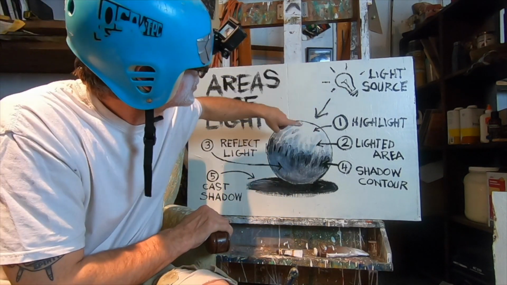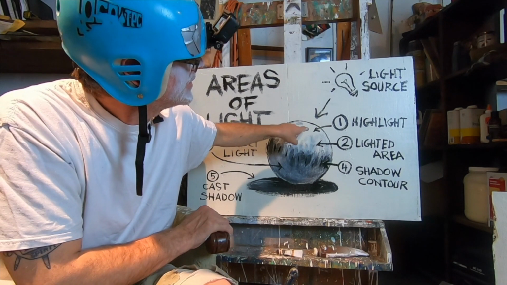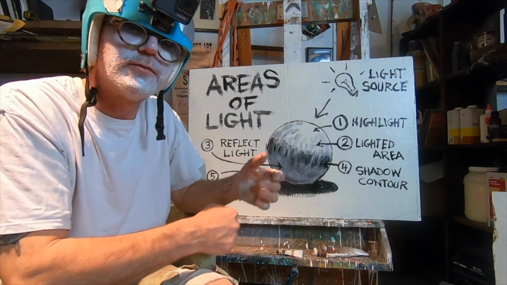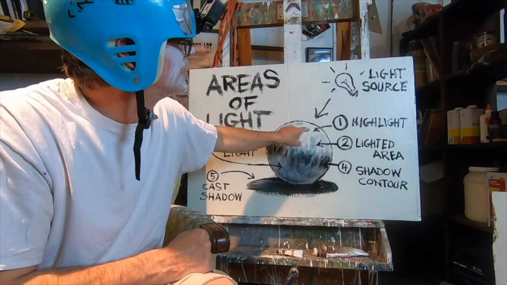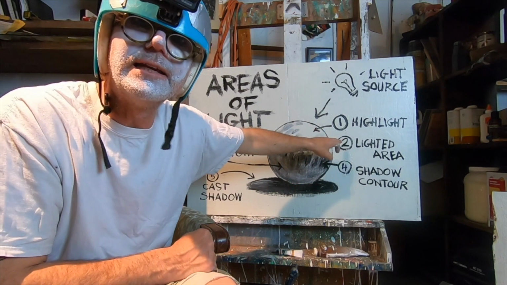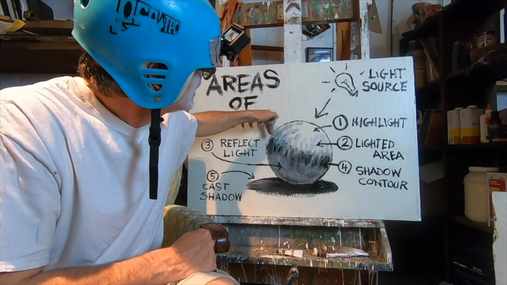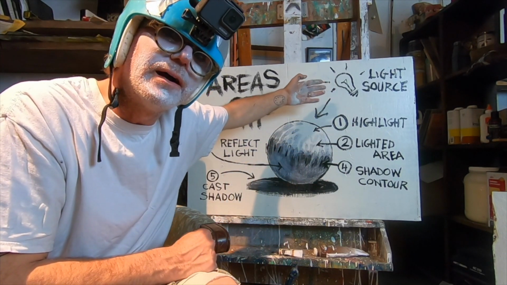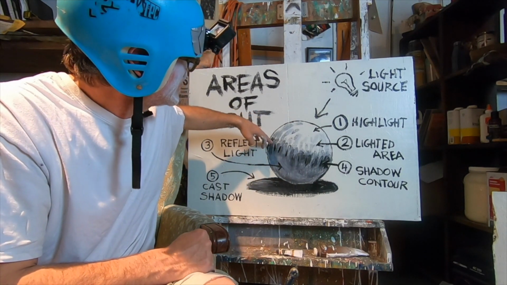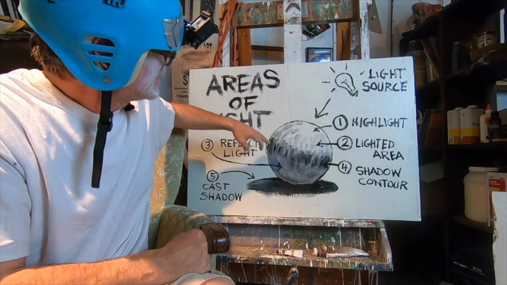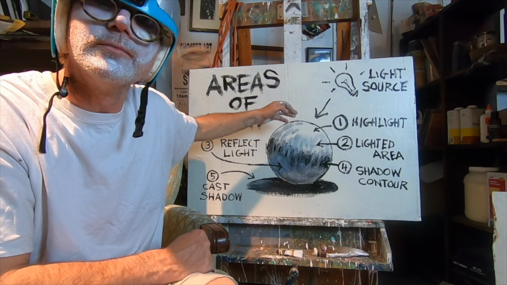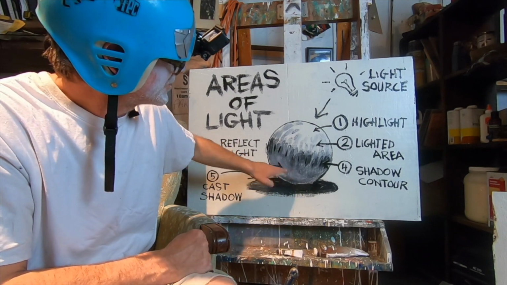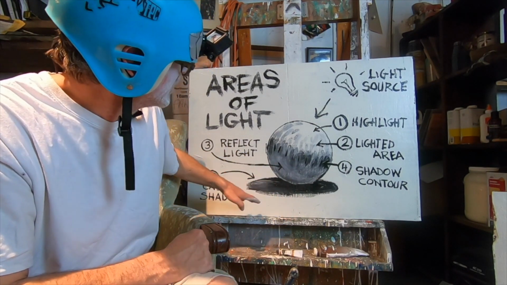You've got the light source. That is the highlight, where the light is directly perpendicular to the object. Then you've got the lighted area, which would be everything that is directly hit by the light. Then, going from lightest to darkest, it would be the reflex area, because this area is getting bounce light from this surface.